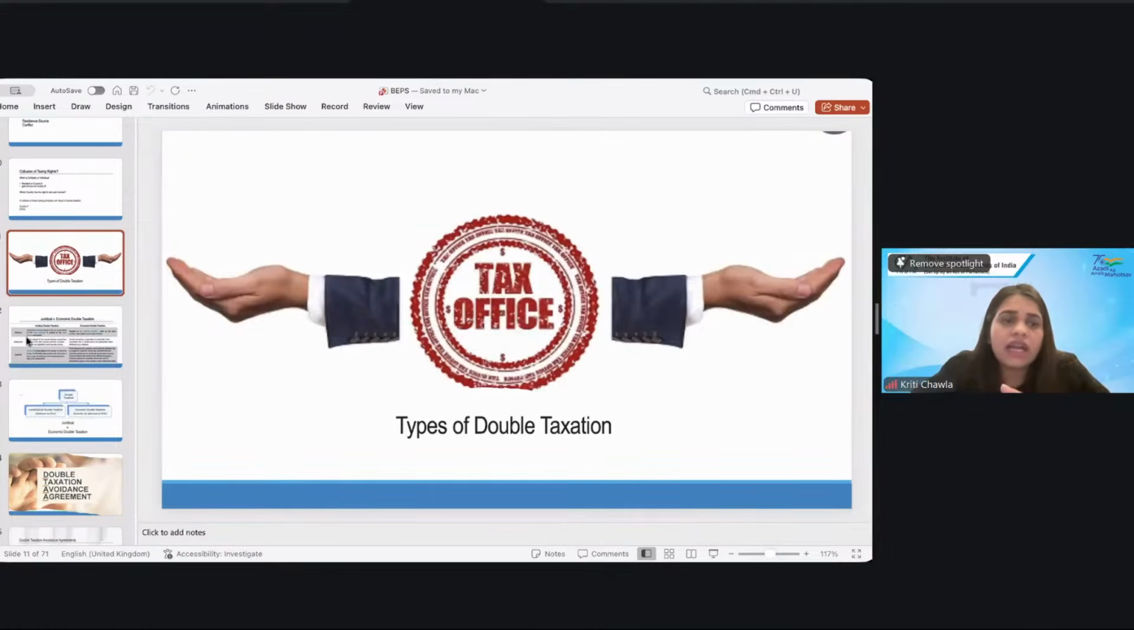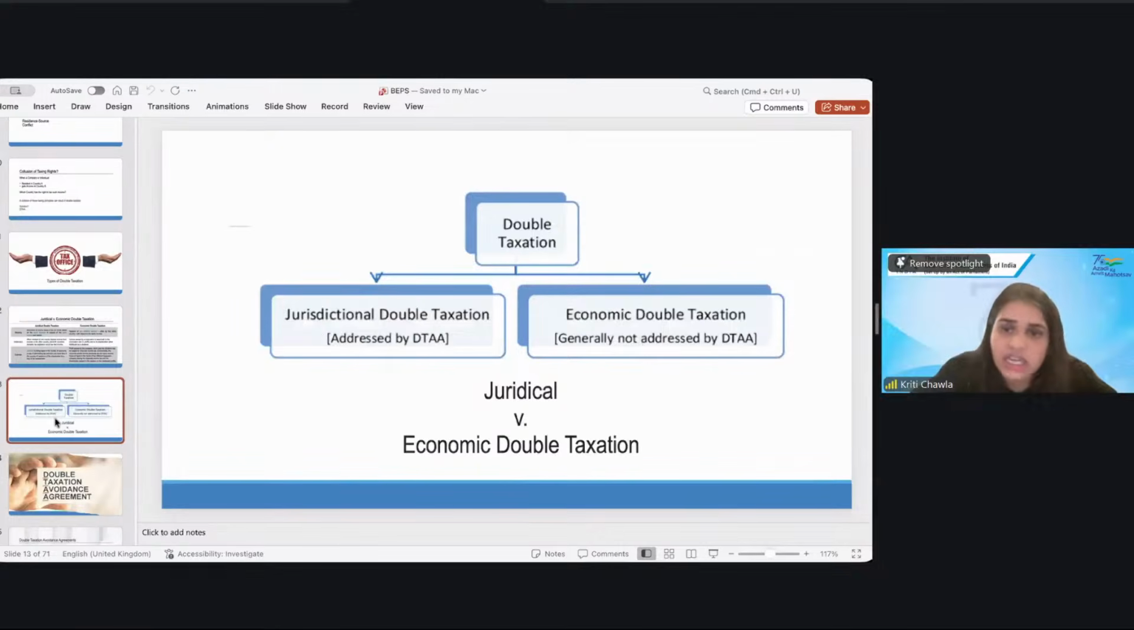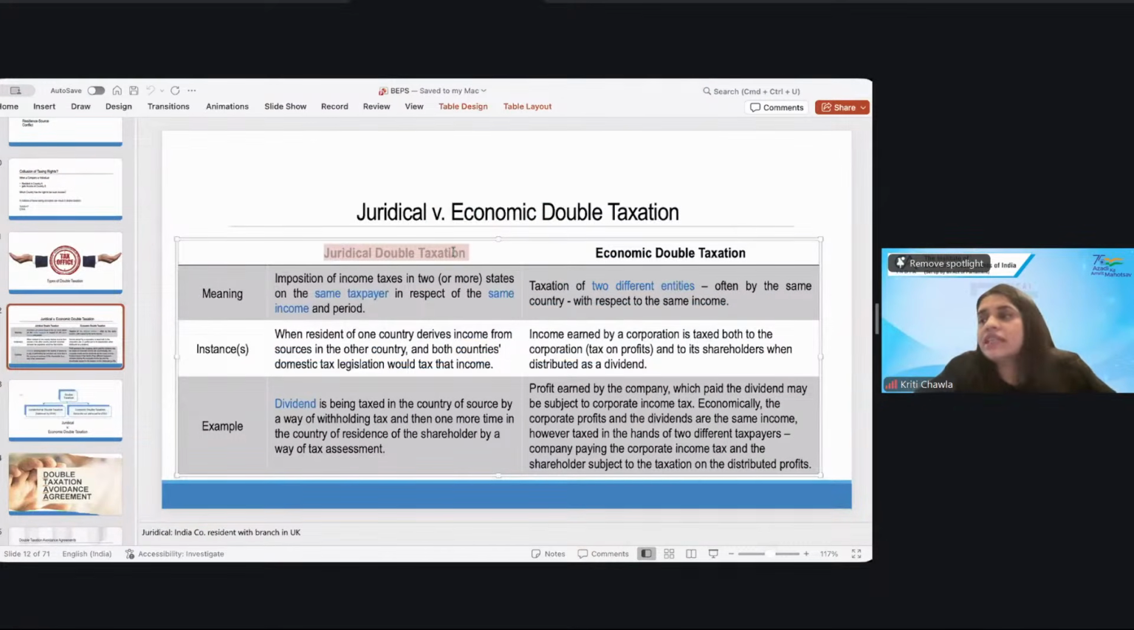There is something called juridical double taxation, and then there is something called economic double taxation. The thing is that it is only juridical double taxation that can be addressed by a DTAA. Economic double taxation is something which cannot be addressed by a DTAA. We'll talk about this in a lot of detail, but let's see what is juridical double taxation.